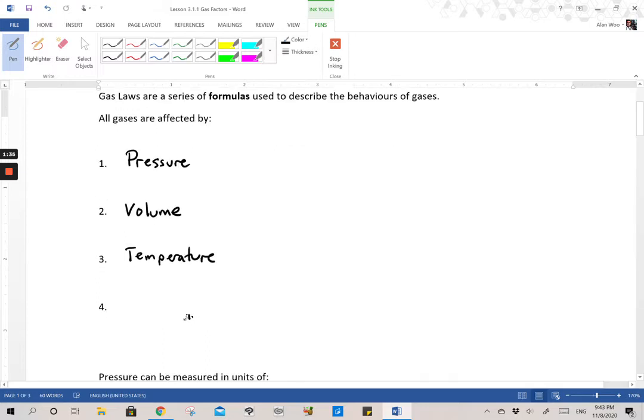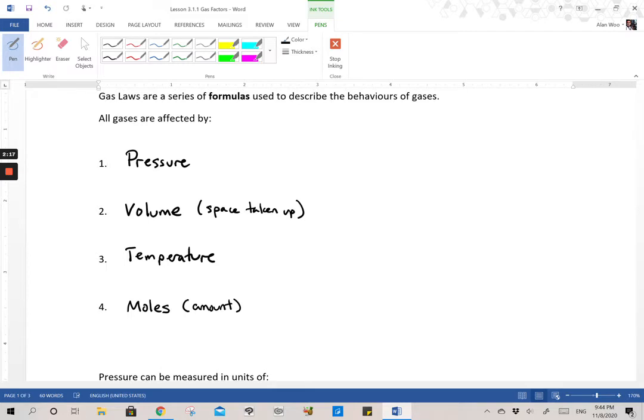And then lastly, the last factor is actually moles. The moles of gas also play a role in the behavior of gases. So in this case, moles actually refer to the amount. Okay, so moles refer to amount, not necessarily volume. Volume refers to space taken up. So the space taken up by a gas is the actual volume, not the amount.